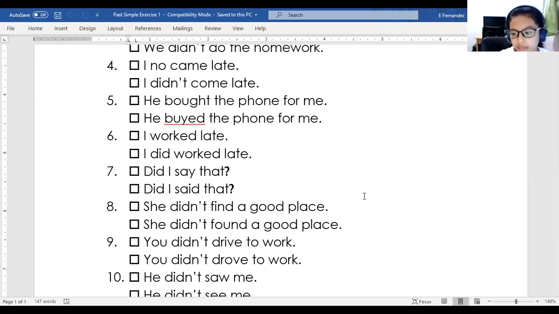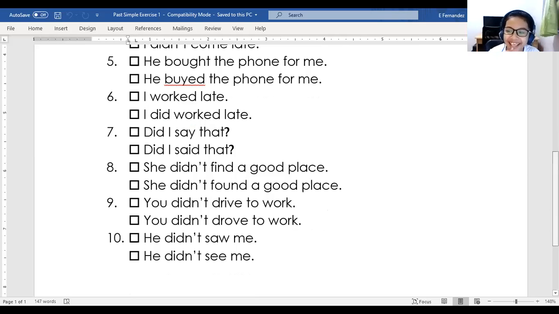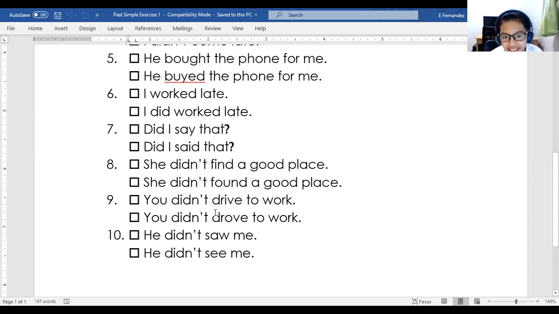First. Very good. Number 8. First. Very good. Number 9. Second. Of course, number 9 is first, okay? Didn't drive, okay? Base form, not past form, okay? Didn't drive. Drive should be in the base form, okay? Number 10. What about number 10? Second. All right, very good.